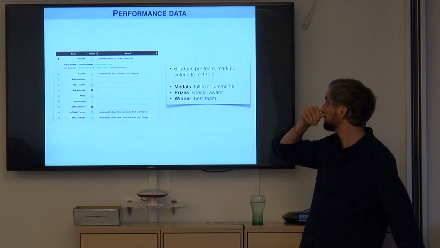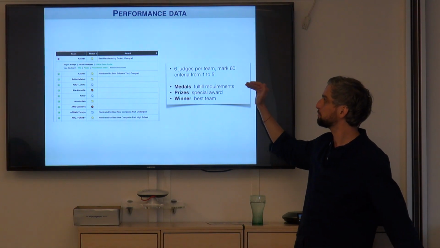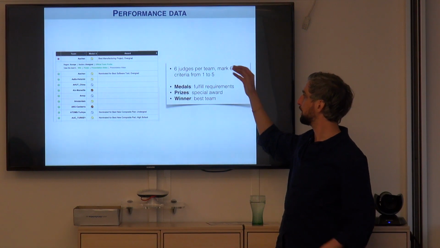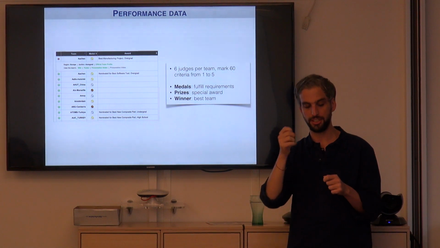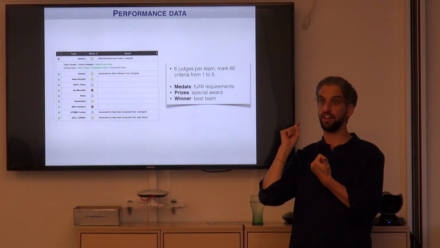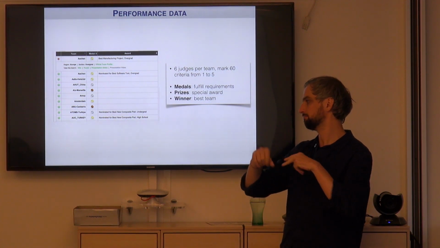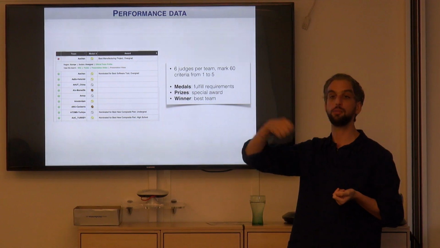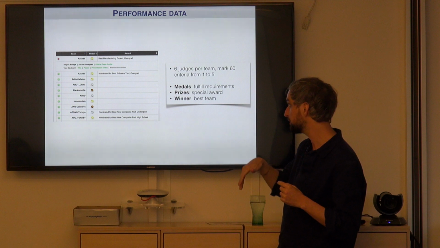And the final thing we have in the data is performance metric. So the performance metric, for each team you have 6 judges. It's actually quite impressive. They have to grade 60 criteria from 1 to 5. Criteria are, is the project creative? Is it impressive? Did they fulfill? Did they make a new biobrick? They have 60 different criteria that are annotated.